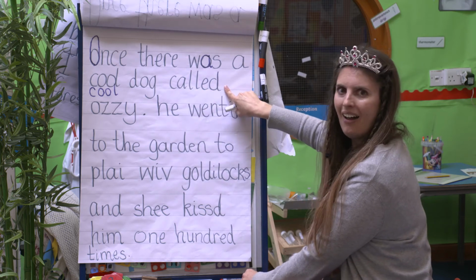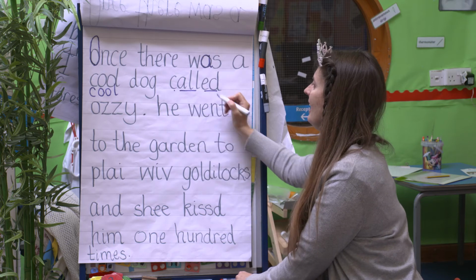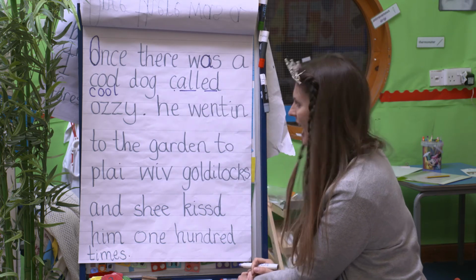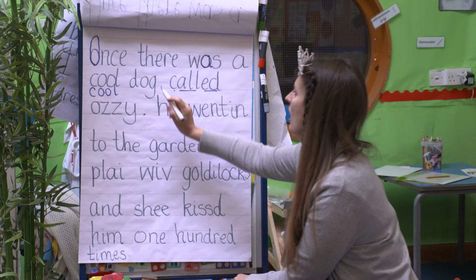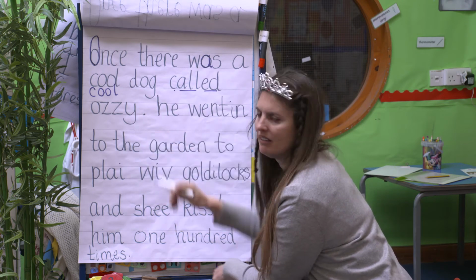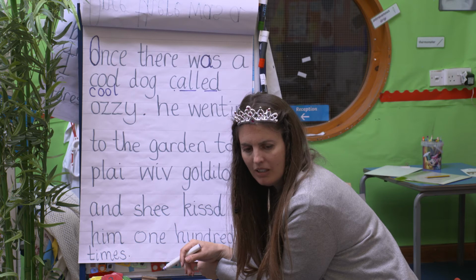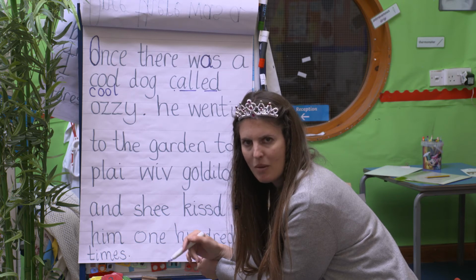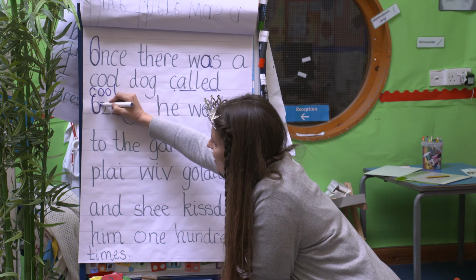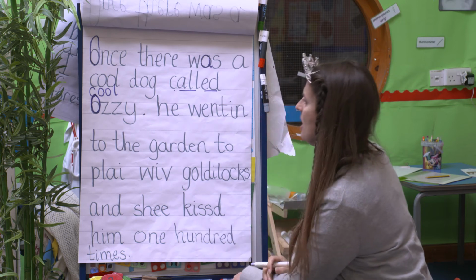Called. That's one of our common exception words. Look. Called. And it's an ED ending. And Ozzy spelt it right. Good effort, Oz. Well done. That's fantastic. Once there was a cool dog called Ozzy. Ozzy's your name. And what do names get at the beginning of them, everyone? Names get capital letters, so Ozzy, you have to change your O to be a capital O in Ozzy.